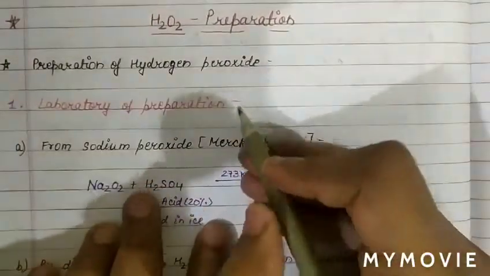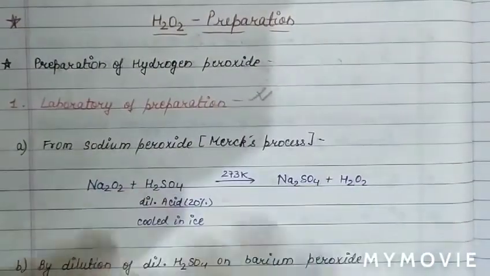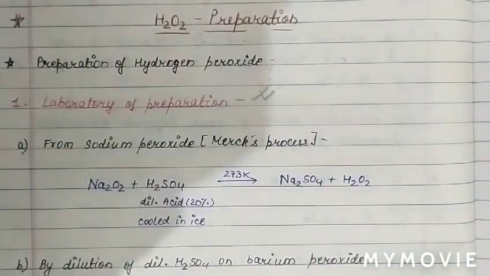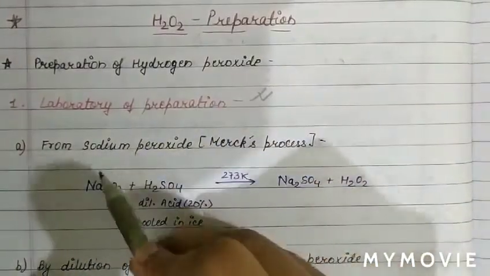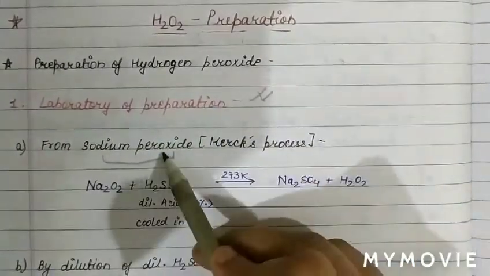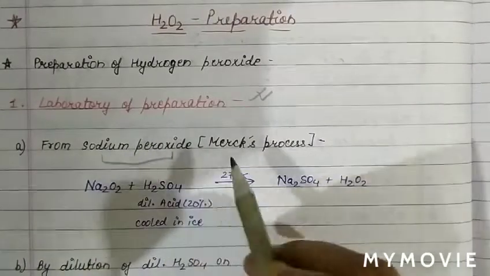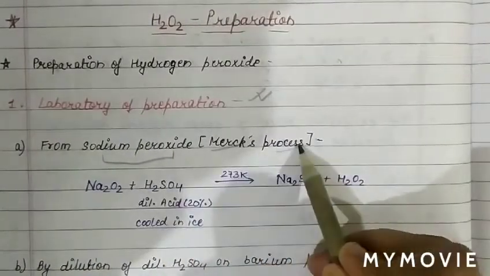See the preparation of H2O2. First we will discuss the laboratory preparation of H2O2. So in laboratory, H2O2 is prepared by sodium peroxide. When H2O2 is prepared by sodium peroxide, the process we also call the Merck process.